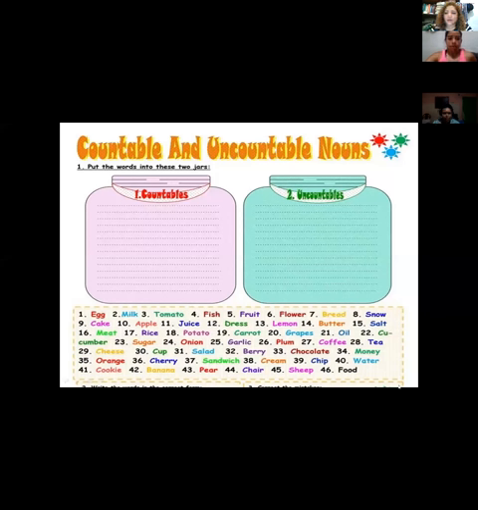Okay. So, egg is countable or uncountable? Countable. Okay, milk. Uncountable. Water. Uncountable. What about banana? Uncountable. What about milk? Uncountable. What about flour? Uncountable. What about rice? Uncountable. Uncountable. What about snow?